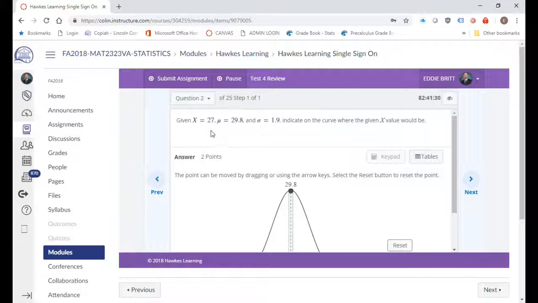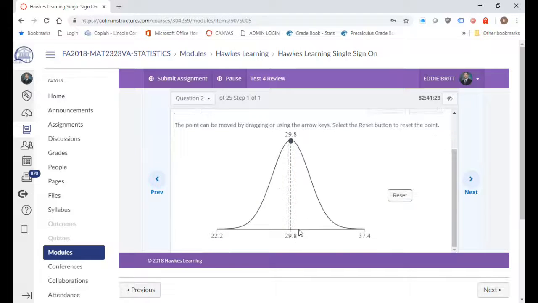Now, given all this information, indicate on the curve where the given x value would be. So we're just going to the x value. Go to 27. So you just move this over until you get to 27. There it is.